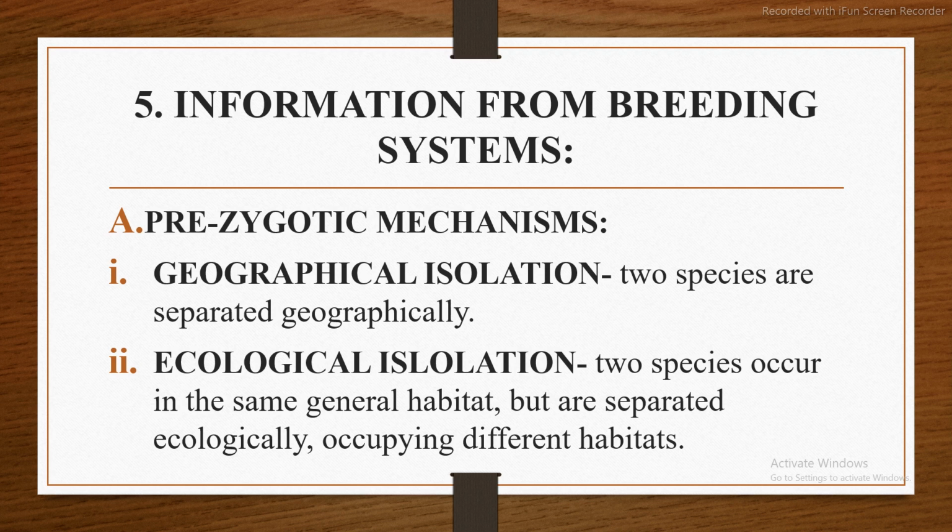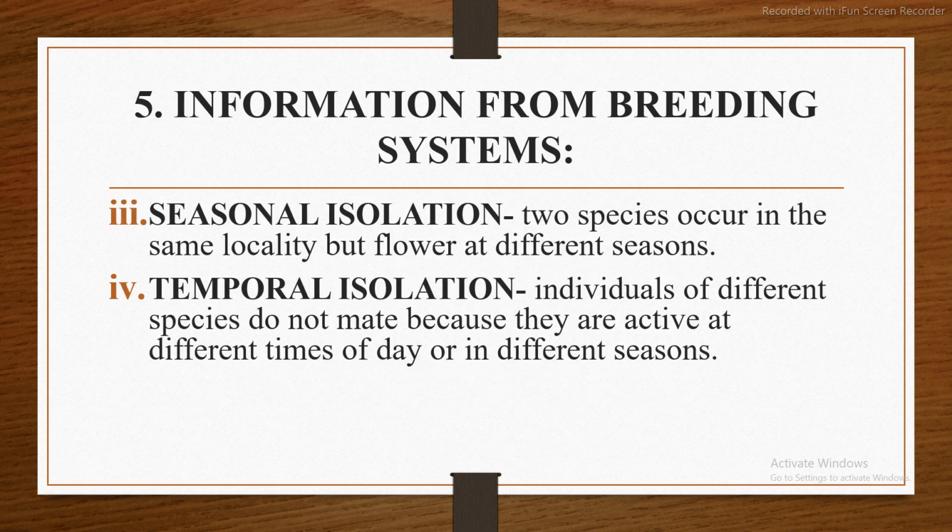So first I am going to discuss the geographical isolation. Two species are separated geographically. This is called geographical isolation. Second is ecological isolation. Two species occur in the same general habitat but are separated ecologically, occupying different habitats. This is called ecological isolation. Third is seasonal isolation. Two species occur in the same locality but flower at different seasons. This is called seasonal isolation.